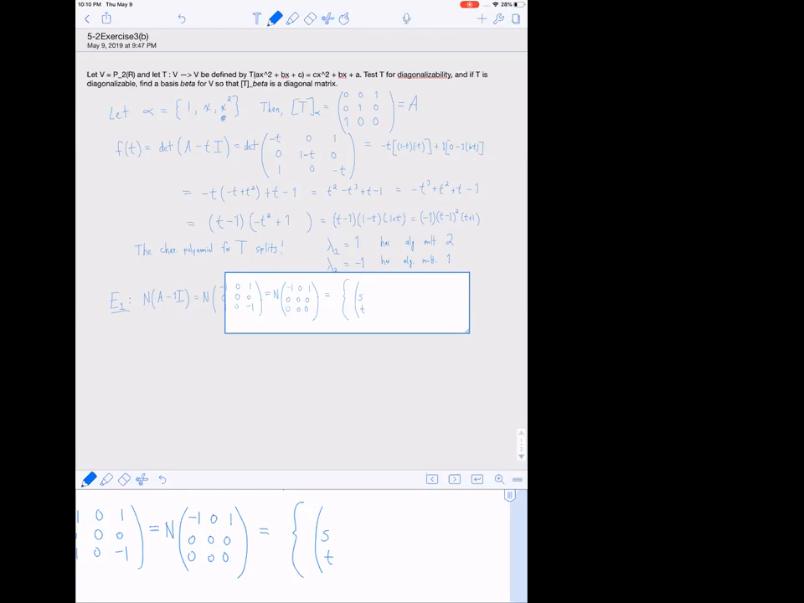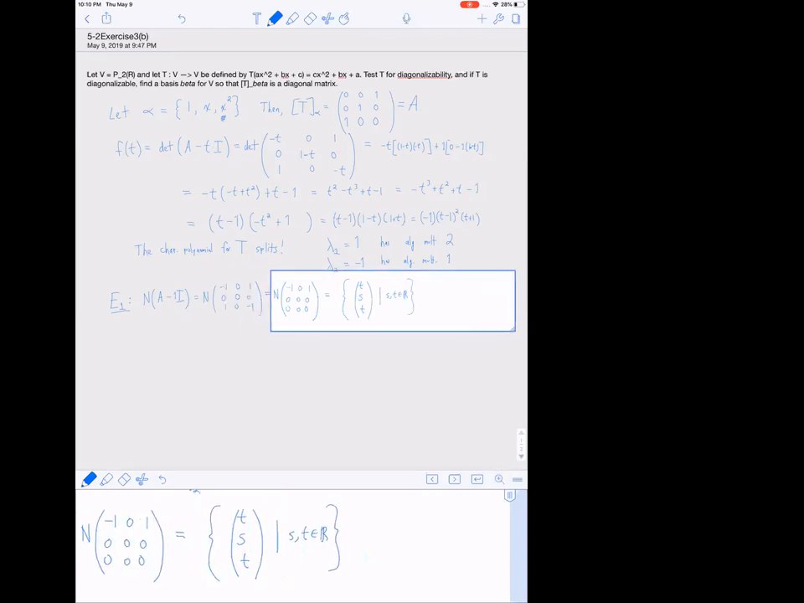And then minus x plus z would be 0, so x would have to equal z. So I guess that first component would have to be the same as whatever that last component was, where s and t are allowed to roam freely among the real numbers. And now we could write down a basis for this space pretty nicely.